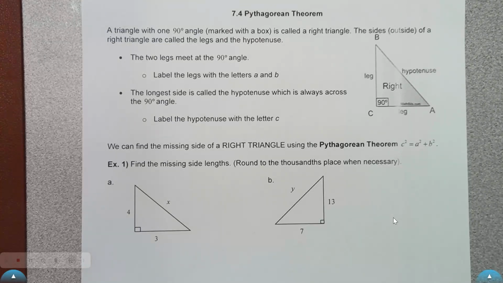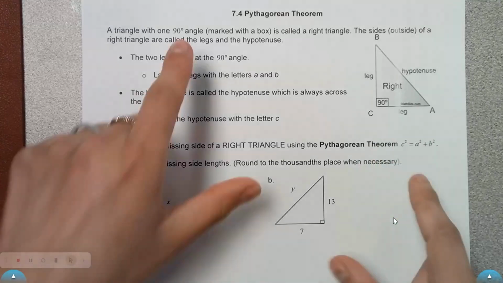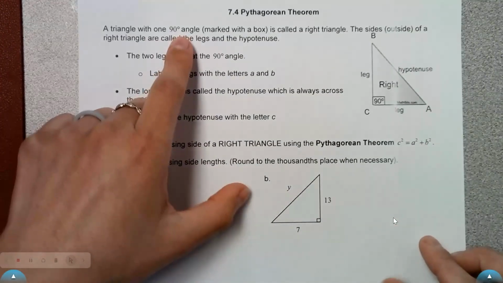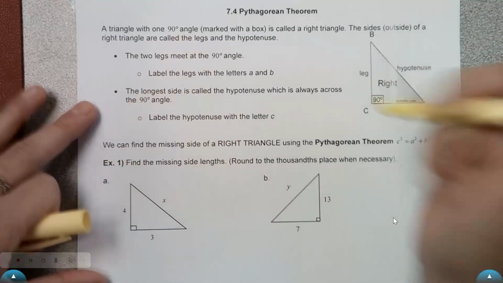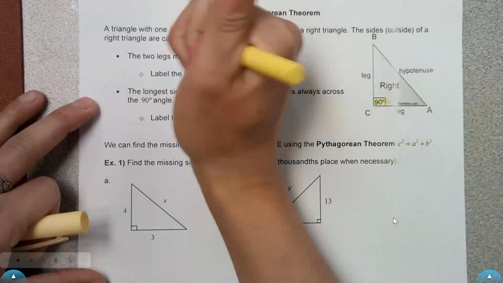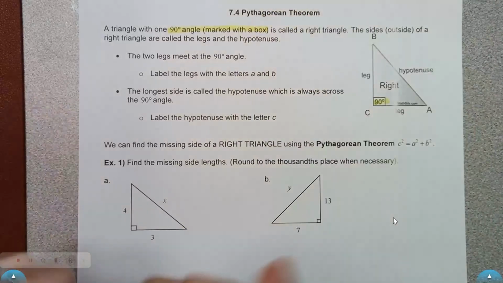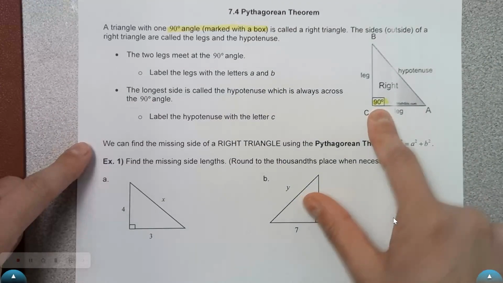Okay, this is lesson 7.4 of Pythagorean theorem, and so we're going to be looking at right triangles today. A triangle that has a 90-degree angle, which is usually marked with a box, like this angle right here, is called a right triangle. So if you have a triangle that has 90 degrees, you have a right triangle.